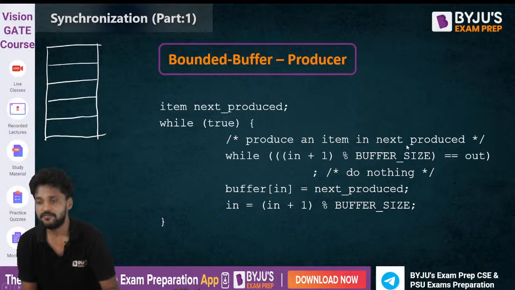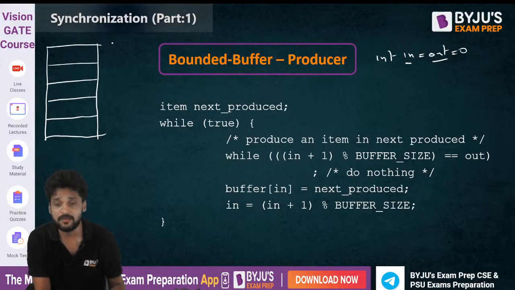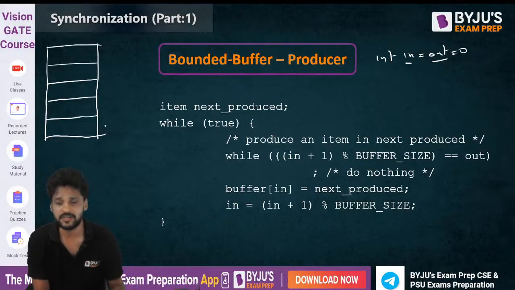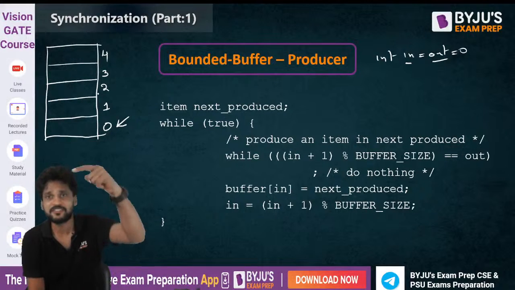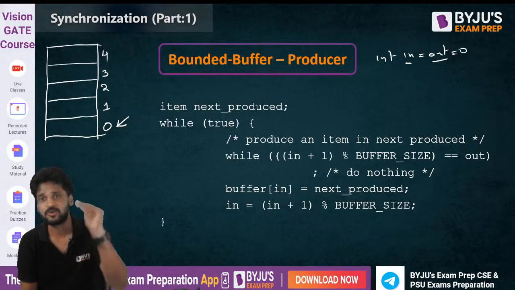Understand that we have int in is equal to out is equal to 0, right? What are this in and out? In and out are logical pointers to the elements of the buffer. These are not actual pointers; they can be considered logical pointers. When the buffer size is equal to 5, initially this is 0, this is 1, this is 2, this is 3, and this is 4. Now you can see in and out are both pointing to the first location: in is equal to 0, out is equal to 0. Both are pointing to the first location in the buffer, because in and out are logical pointers to the items of the buffer.